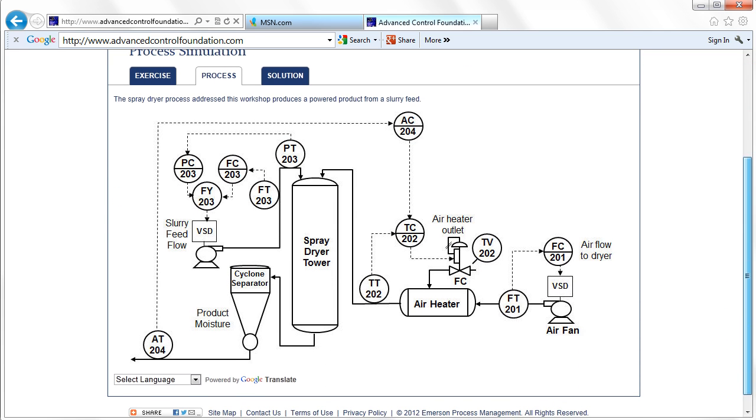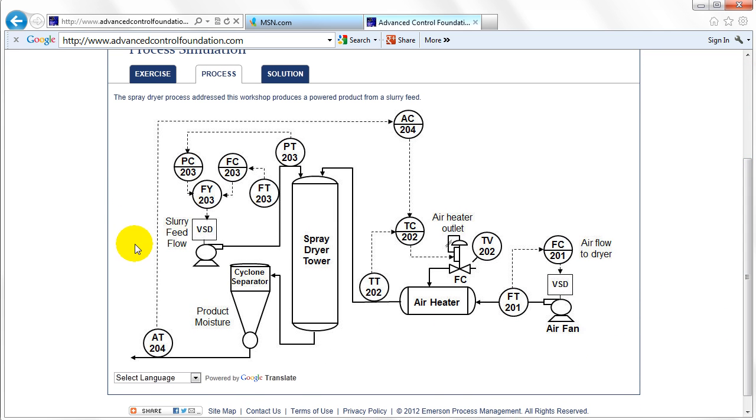In the spray dryer process, a liquid feed is provided to the spray dryer and is sprayed into the top of the unit. Also, hot air is provided that acts as a drying mechanism. And at the bottom of the tower, we have a powder product. The moisture content of that is of concern to us. We need to maintain a certain moisture content.